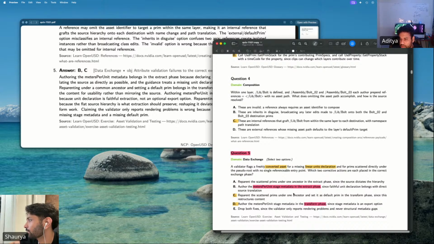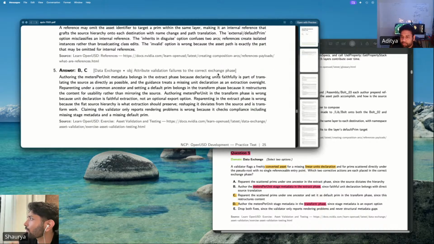It should be in the extract phase. We had a couple of doubts with it, and then for some reason I was like, yeah, okay, we should do it in the transform phase since stage data is in export, but it's direct source translation, not a transform one. Okay, meters per unit metadata belongs in the extract phase. One second.